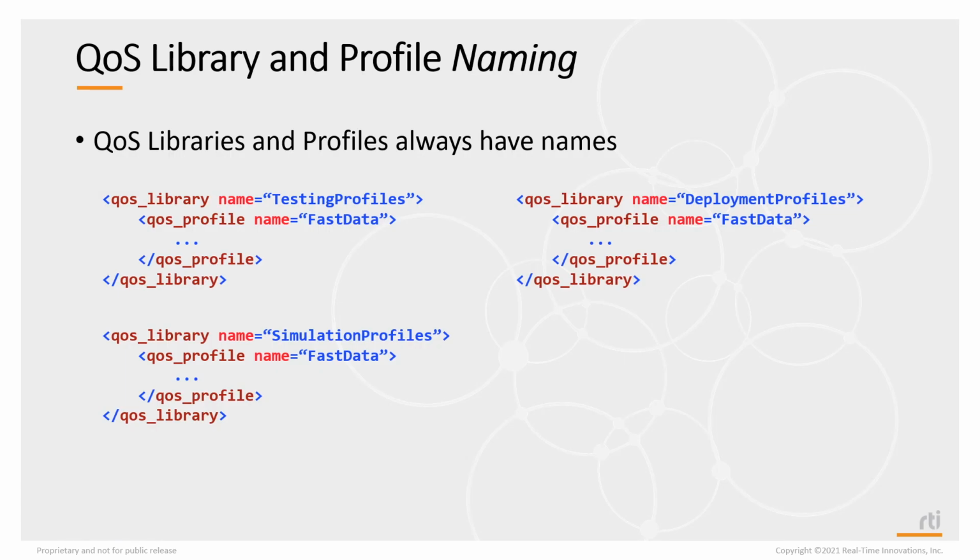So, naming QoS libraries and profiles. When you define a QoS library and profile, you always have to provide a name. Here are some examples. We have QoS libraries named testing profiles, simulation profiles, and deployment profiles. And then QoS profiles within libraries also have to have their own names.